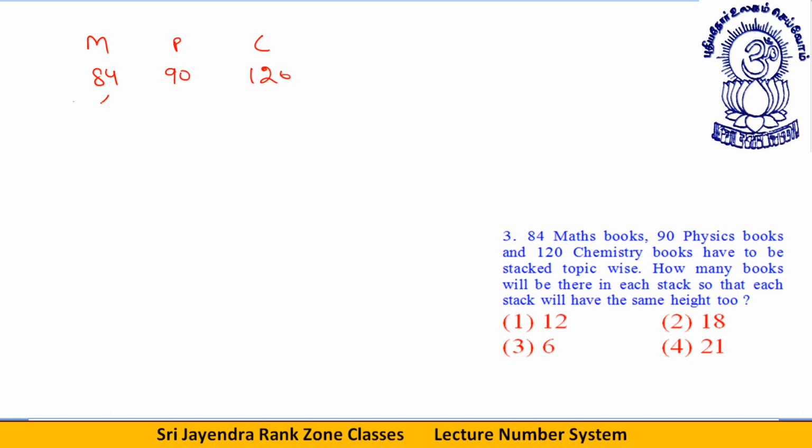See, now what is the difference? The difference is 6. Okay, now just find out. Does 6 divide any of these? 6 divides 84, yes. 6 divides 90, yes. 6 divides 120, yes. So easy. The question becomes so easy. Therefore, HCF is 6.